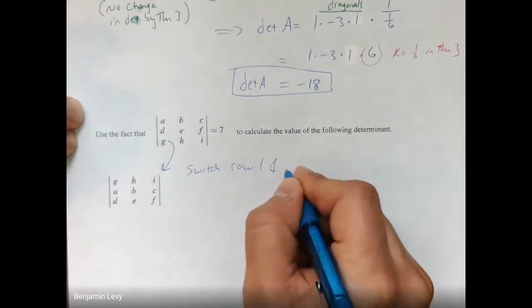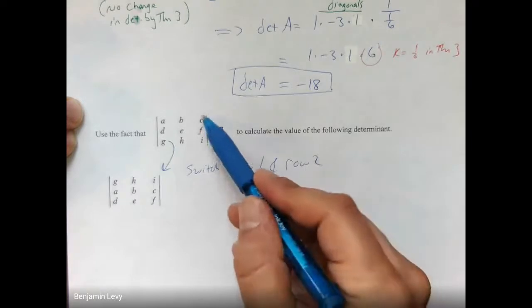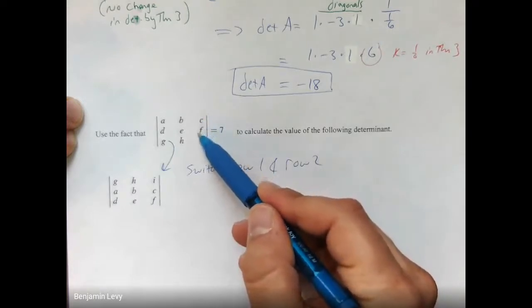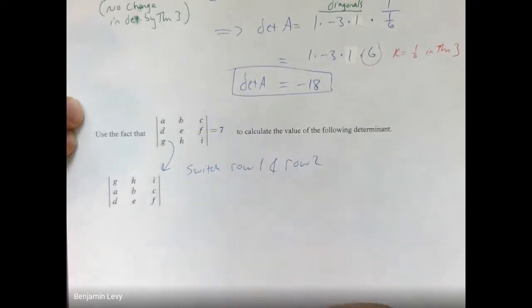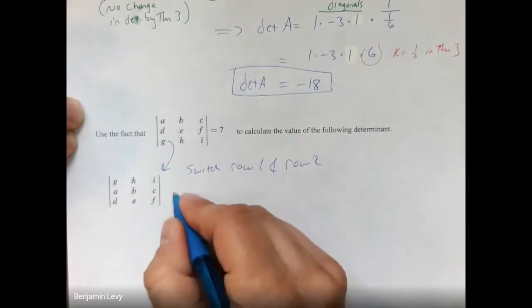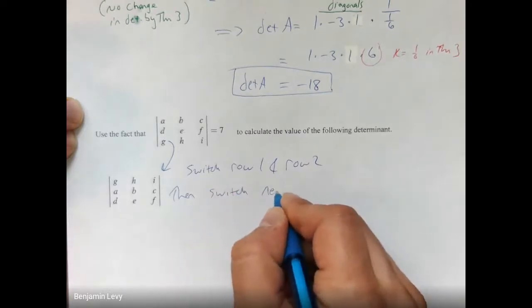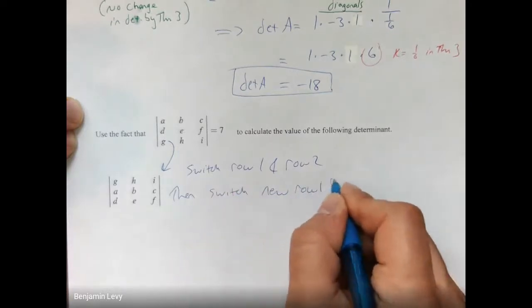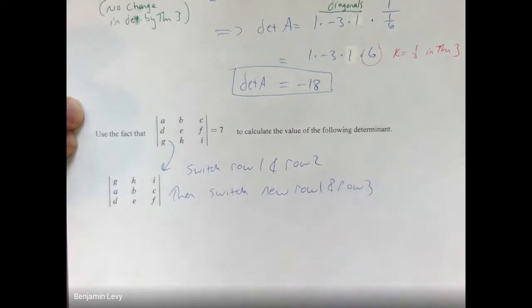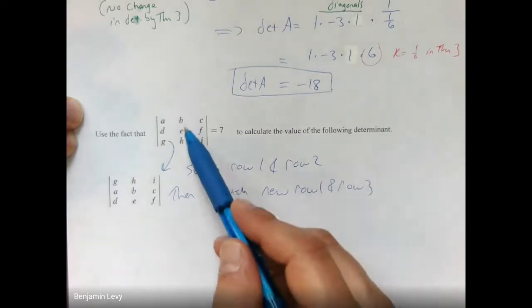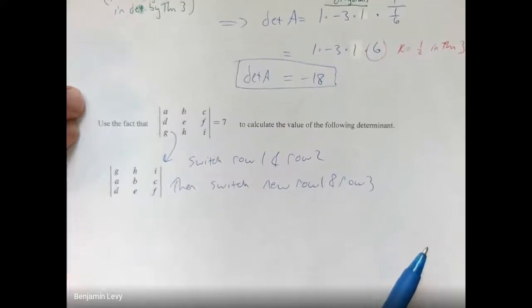So if you switch row 1 and row 2, those two would be switched, right? And so the A would be in the middle and the D would be on the top. And then you would switch the new row 1 with row 3. And so if you just switch rows a couple times, you can get from here to here. Hope you see what I mean by that.